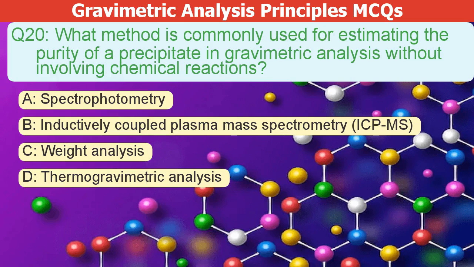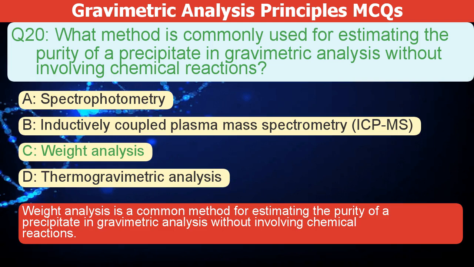What method is commonly used for estimating the purity of a precipitate in gravimetric analysis without involving chemical reactions? A. Spectrophotometry. B. Inductively coupled plasma mass spectrometry, ICP-MS. C. Weight analysis. D. Thermogravimetric analysis.